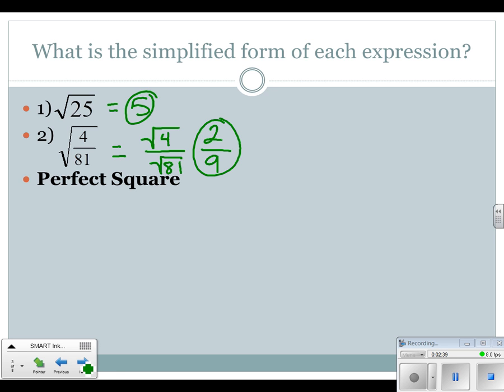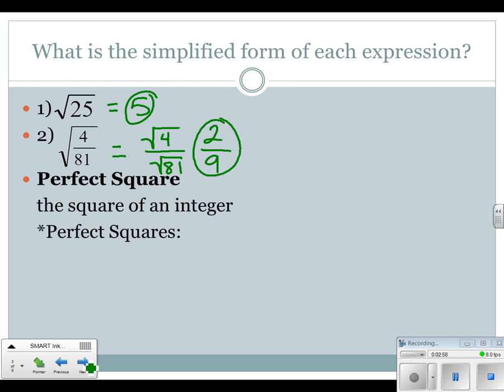Now what works nice is when the number underneath, which is the radicand, the number underneath the radical symbol, is a perfect square, it's really slick for us to figure out what the square root is. So the square of an integer is a perfect square.